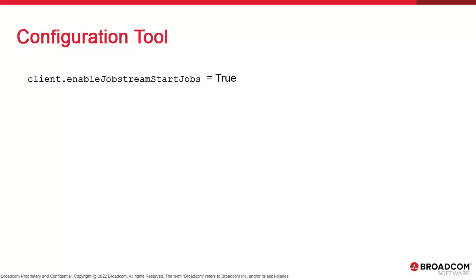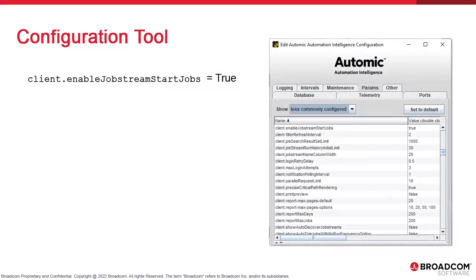You have to enable start jobs in the AAI configuration tool. The setting is found in the Parameters tab of the tool. It's called client.enable jobstream start jobs. You set it to true and then restart the interface to enable the tab.